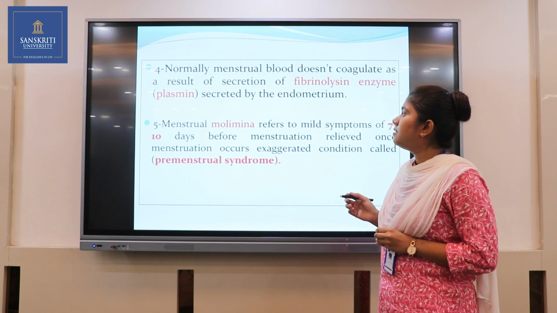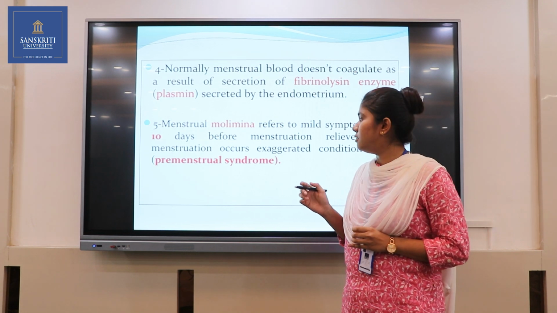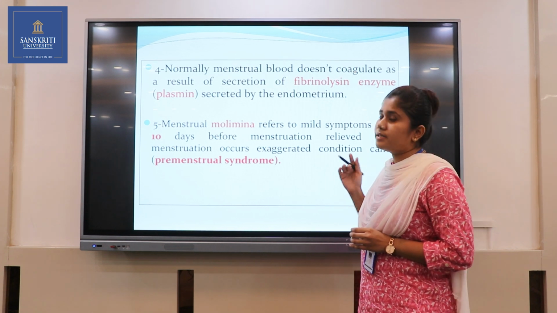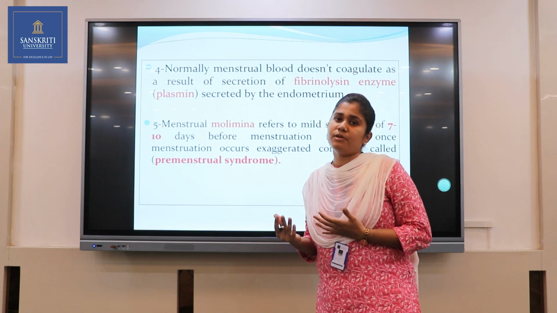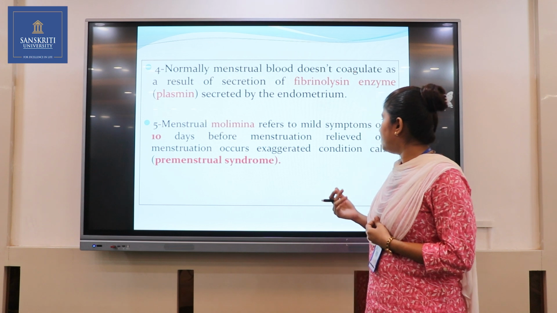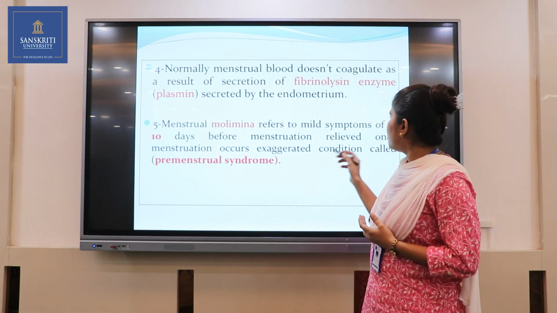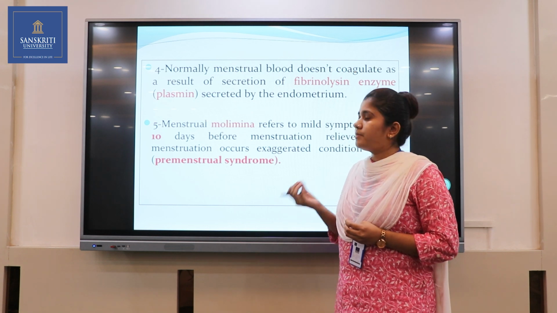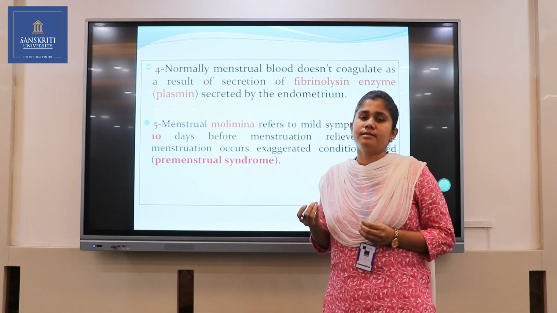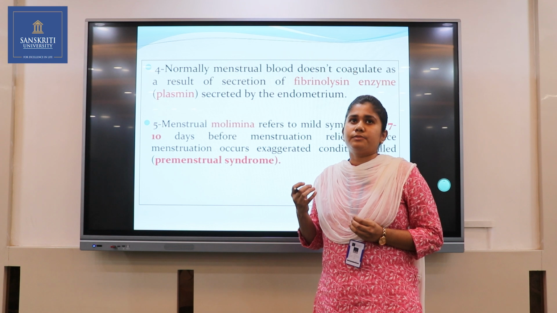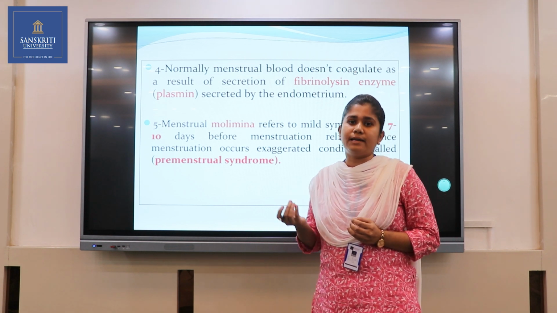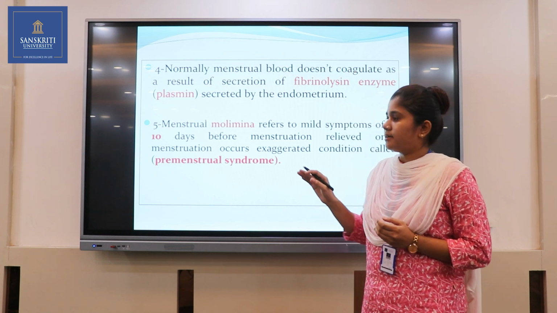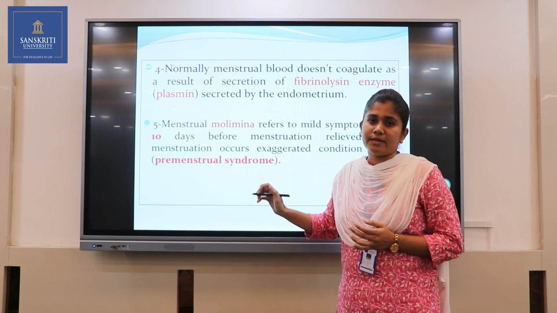Then menstrual molimina, also called premenstrual syndrome, refers to mild symptoms 7 to 8 days before the menstrual bleeding, which are relieved once the menstruation occurs. What is premenstrual syndrome? It includes headache, heaviness, feeling of malaise, and mood swings. All these are included in premenstrual syndrome.